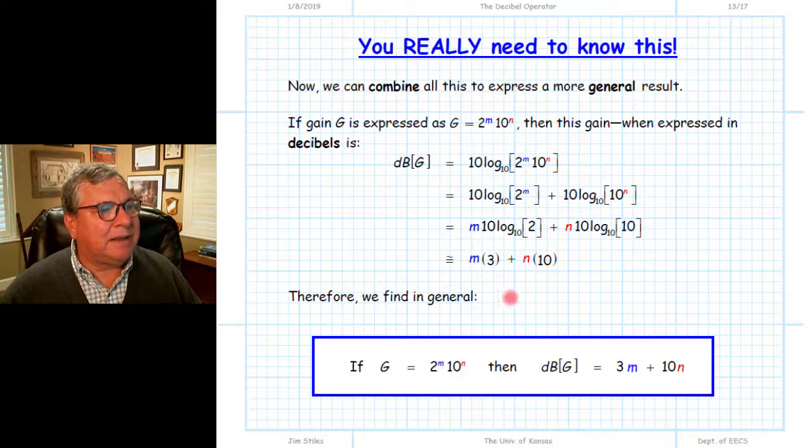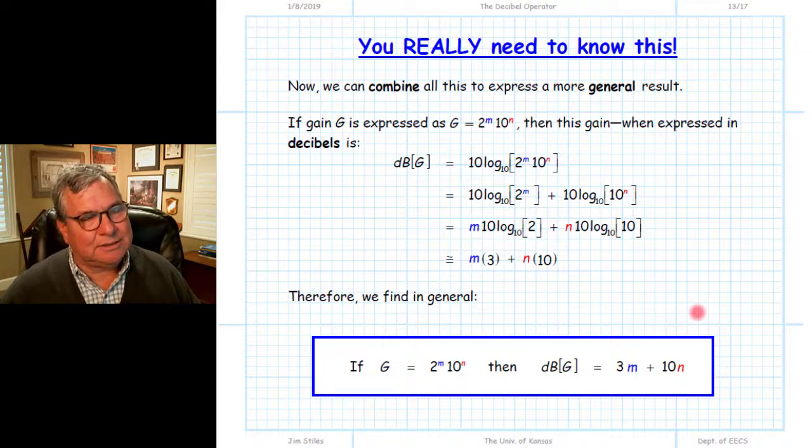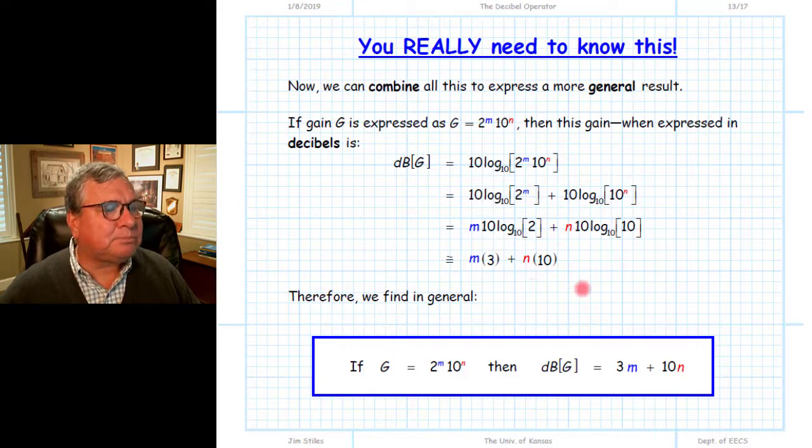How is this helpful? Again, since we have no unique solution here, it generally is not, unless m and n are integers. In that case, if m and n are integers, there is just one unique solution. And so we can go through and use this to find the value of gain in decibels. And so this is, again, the mega identity.